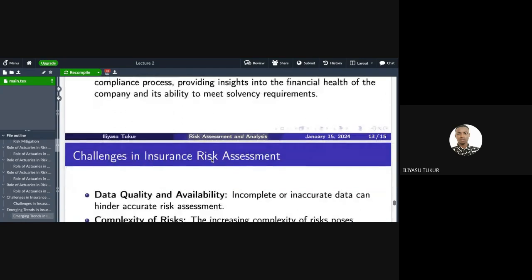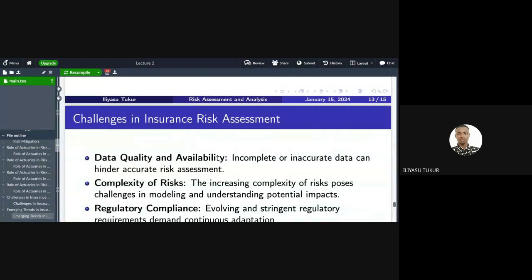All right. So now we are going to look at challenges in insurance risk assessment. What are the things that hinder risk assessment in today's insurance market? In general, I mean, not only today, but even in the past. So, data quality and availability. This is one of the issues that most insurance companies are facing, whether private or public insurance. All insurance companies are faced with data quality and availability.